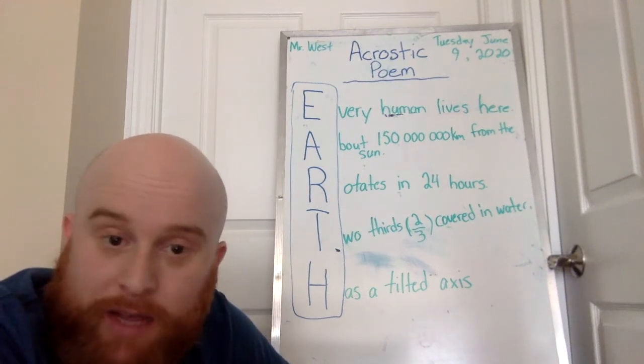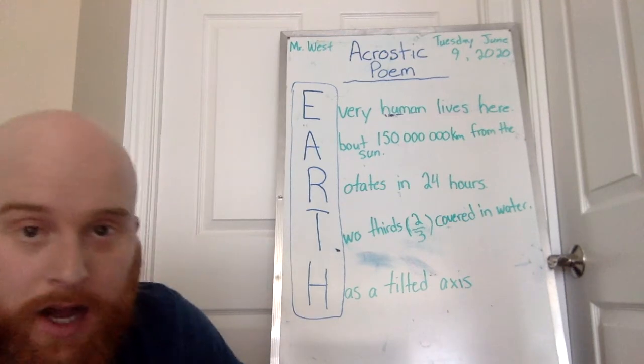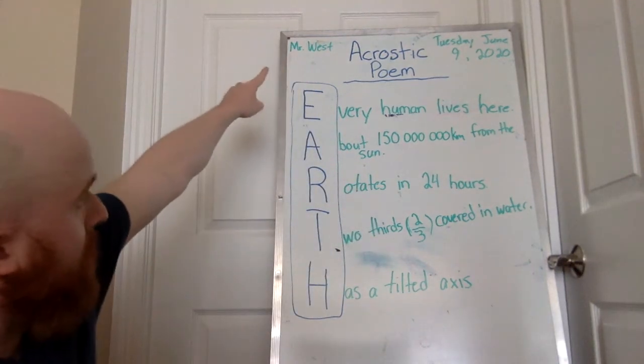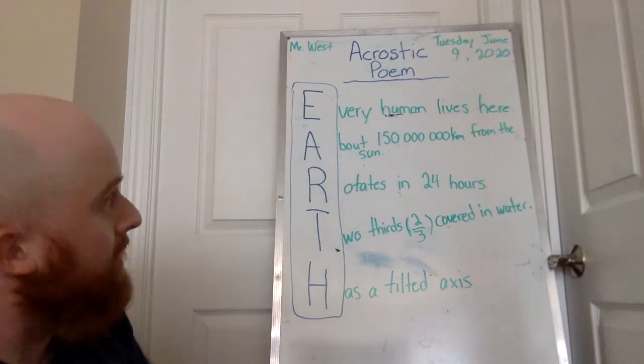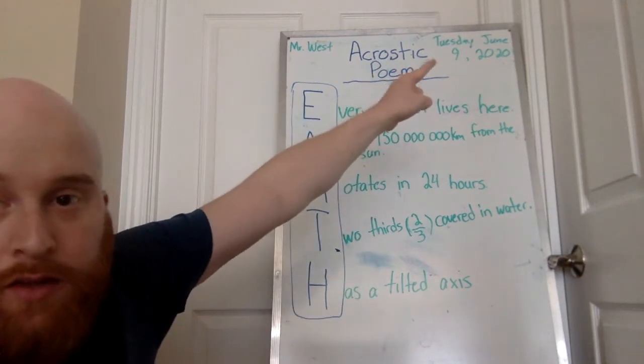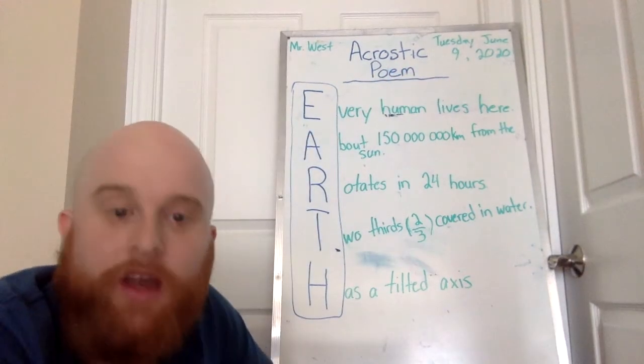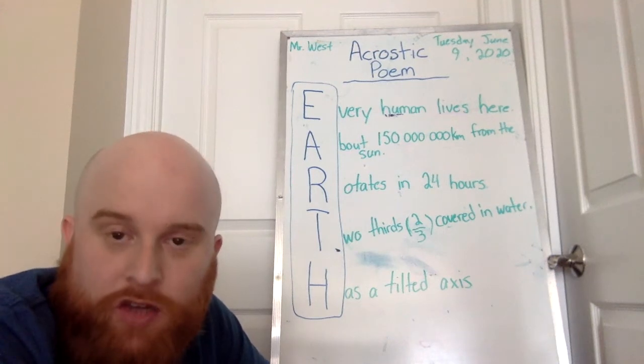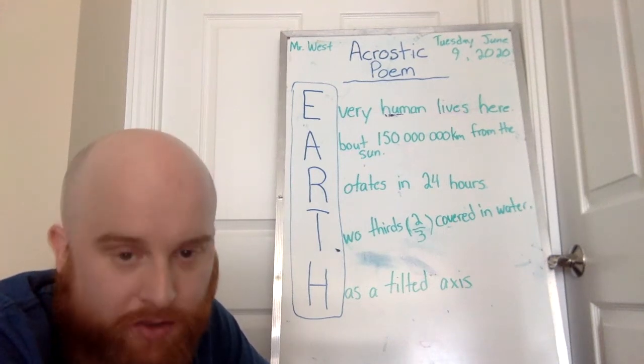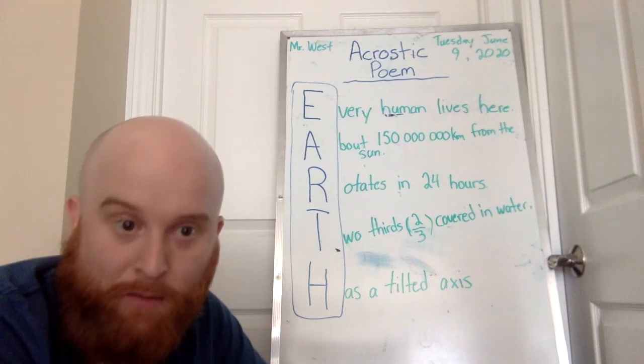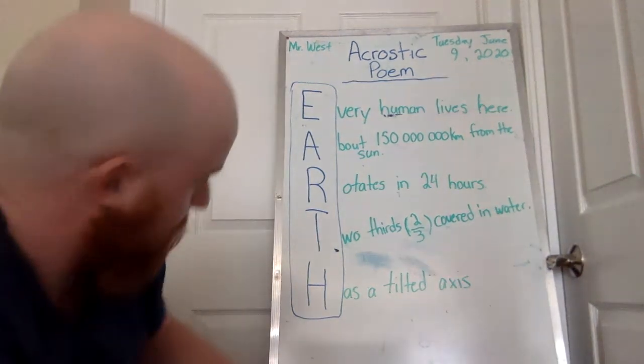So before I explain the poem that I wrote here, remember, you want to make sure you write your name. So I wrote Mr. West. You want to make sure that you include the date. So I wrote Tuesday, June 9th, 2020. So make sure that's always done on your page first, boys and girls. Now, let's talk about an acrostic poem. What is it?